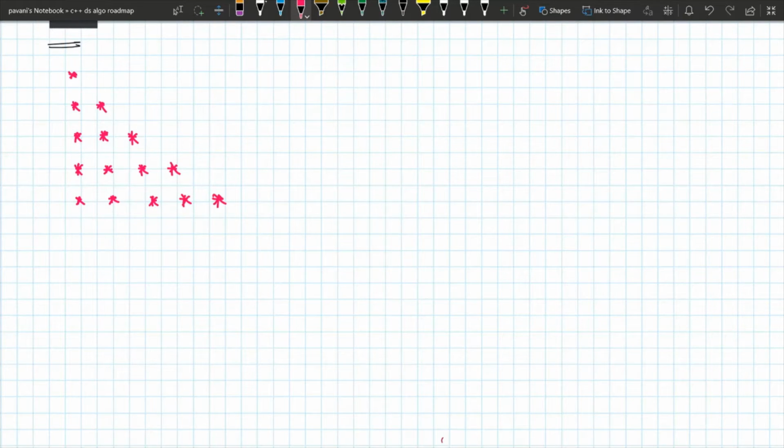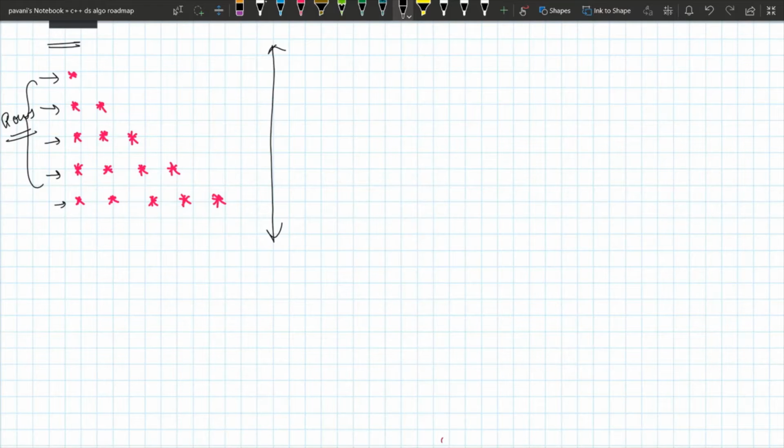See, in every pattern, you have to notice that there are rows and columns. These are rows: row 1, row 2, row 3, row 4, row 5. And these are columns. You have to divide a pattern into rows and columns.